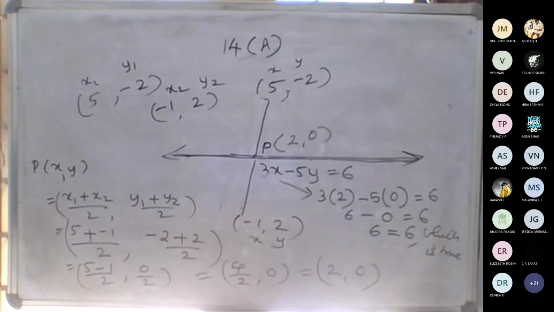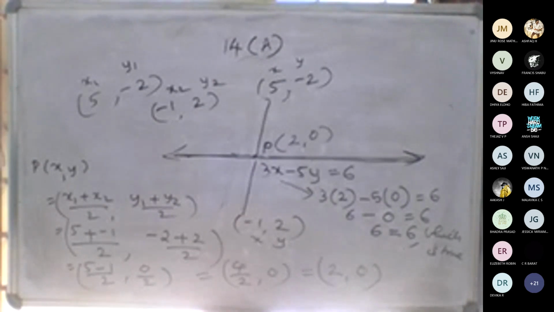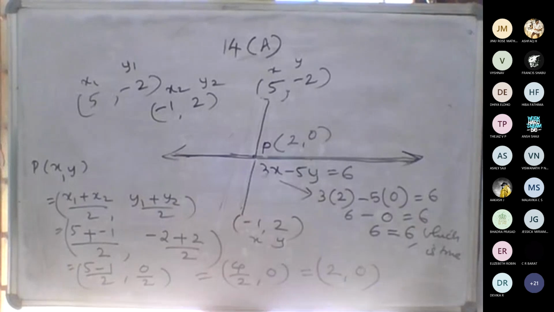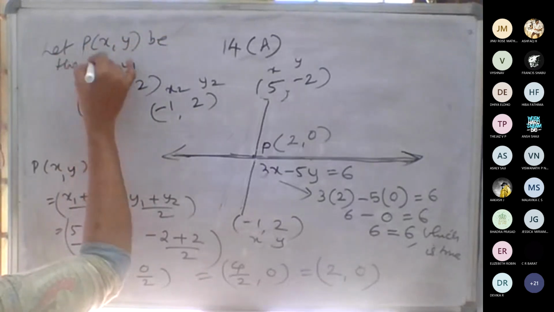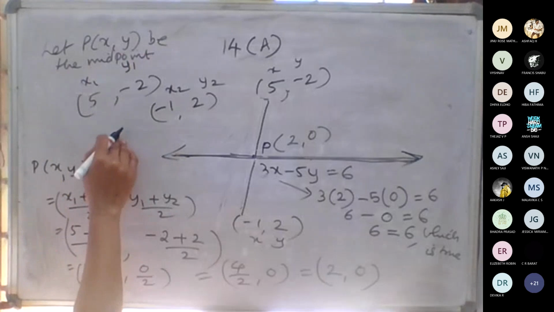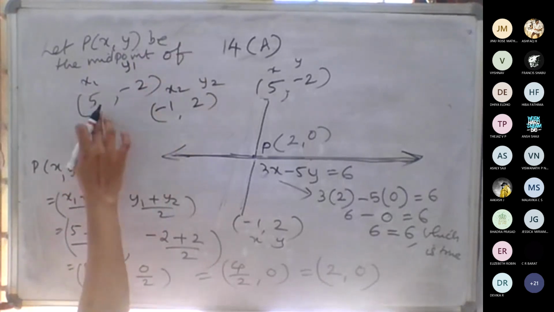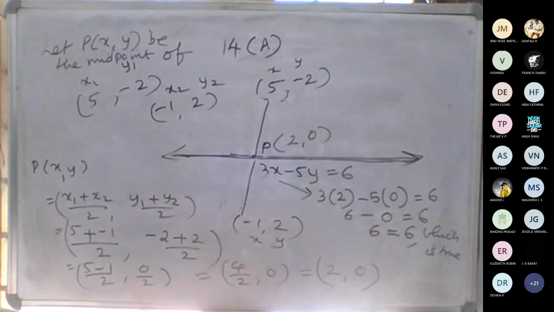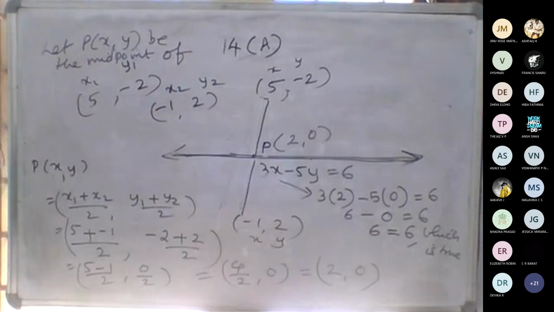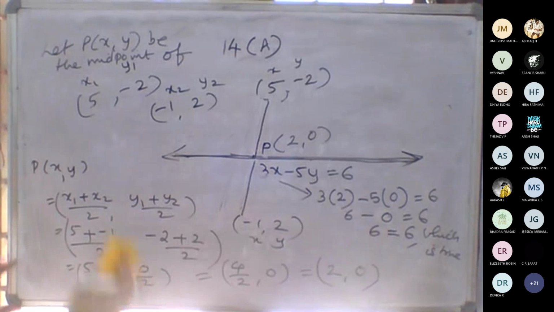Midpoint of 5, negative 2 and negative 1, 2 is equal to, let P(X, Y) be the midpoint. Midpoint of 5, negative 2, negative 1, 2. Therefore, P(X, Y) is equal to 2, 0.